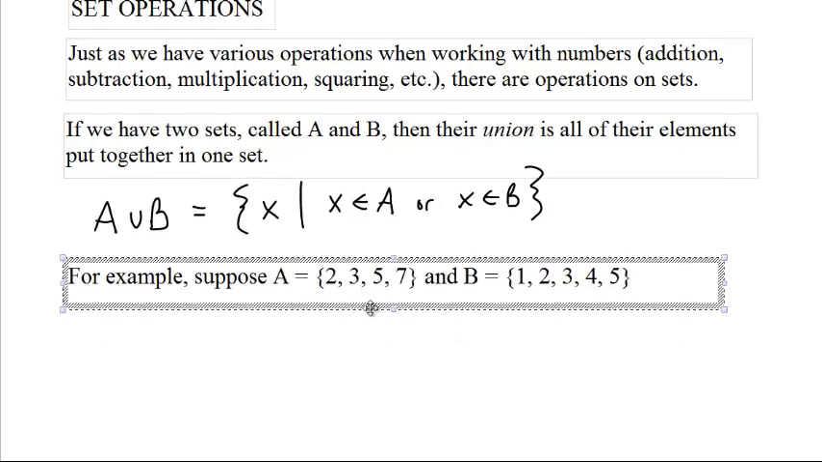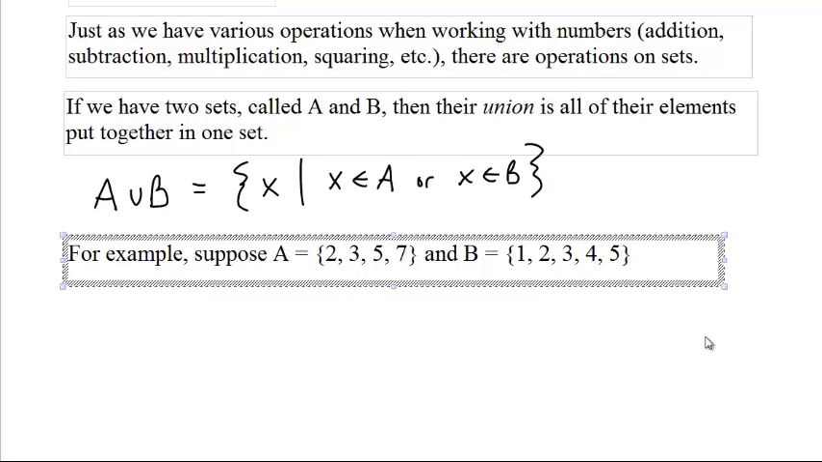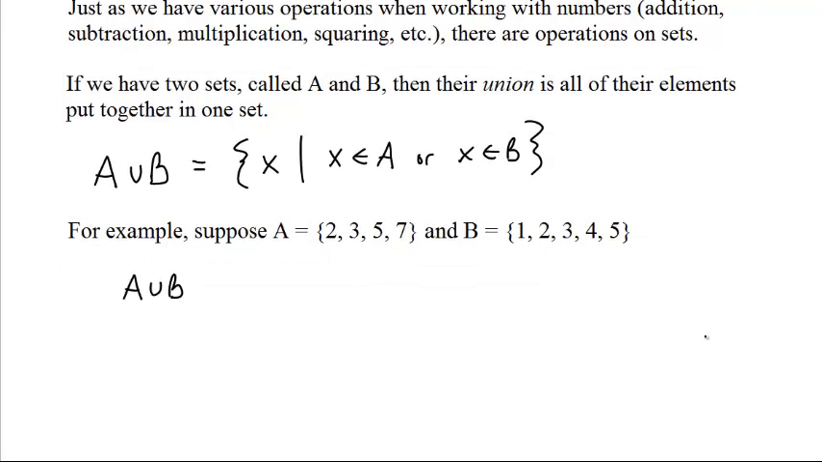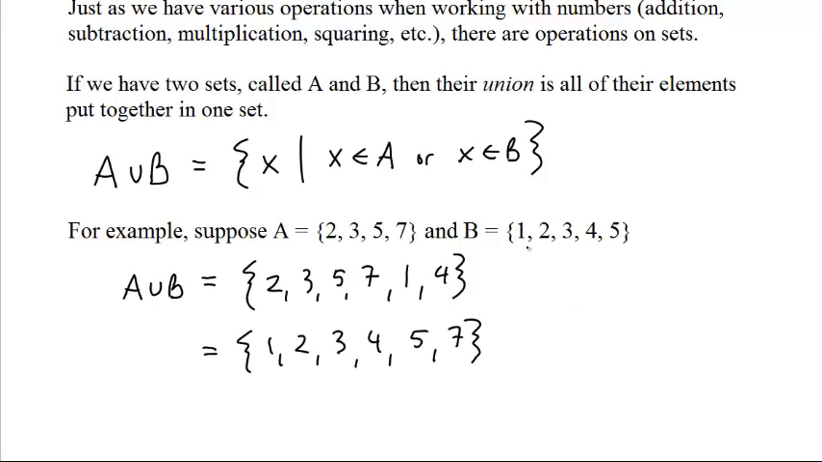Suppose A is 2, 3, 5, and 7, and B is 1, 2, 3, 4, and 5. Then the union of A and B is all the things together: 2, 3, 5, 7, all of A, and then the two elements of B that we didn't already have, 1 and 4. Well, that's one way to write it. Another way is to put them in order: 1, 2, 3, 4, 5, and then 7.